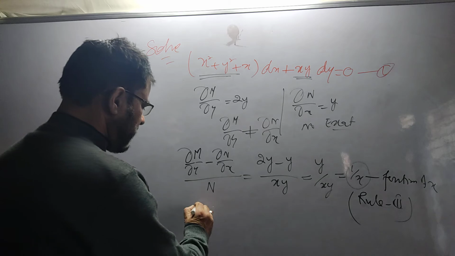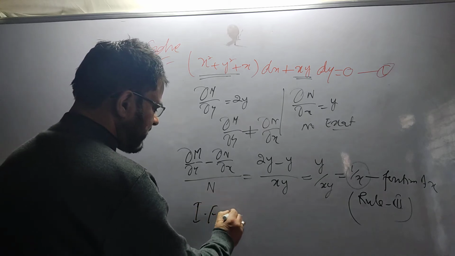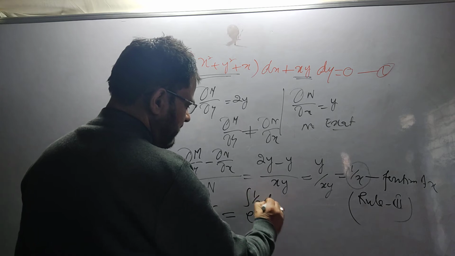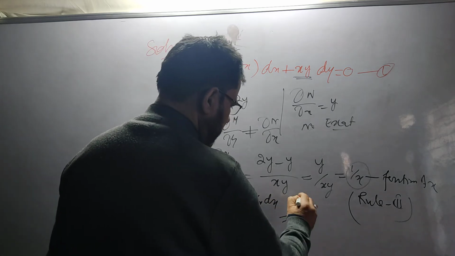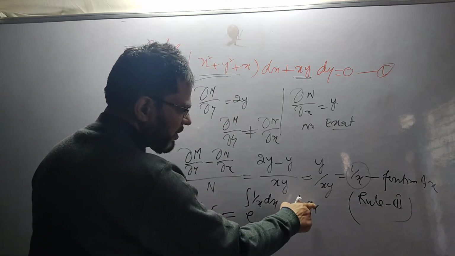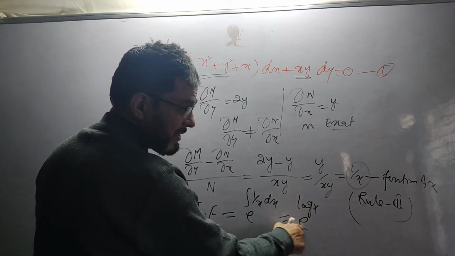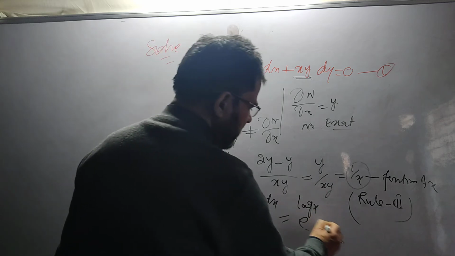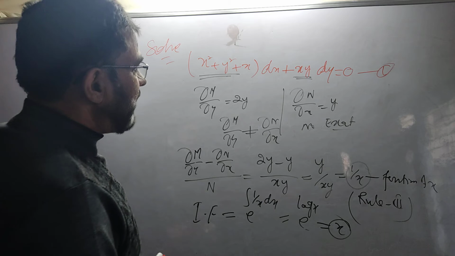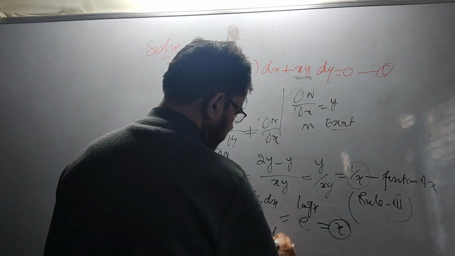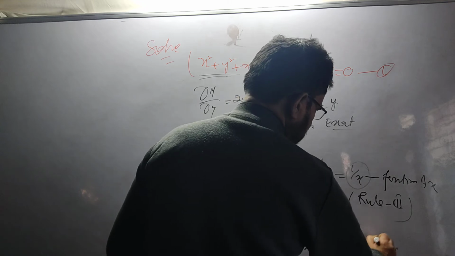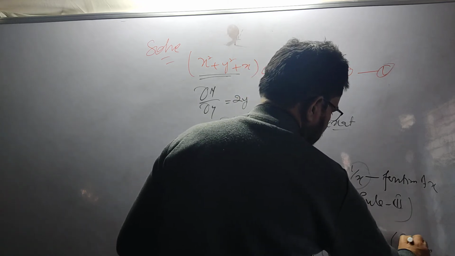So what is the integrating factor? The integrating factor in this case is e raised to the power integral of 1 by x dx. That is e raised to the power log x. What is this? Log of x to the base e, raised to log of x to the base e. It is only x, as you know. It is the integrating factor. So we have to multiply first by x. That is the integrating factor.